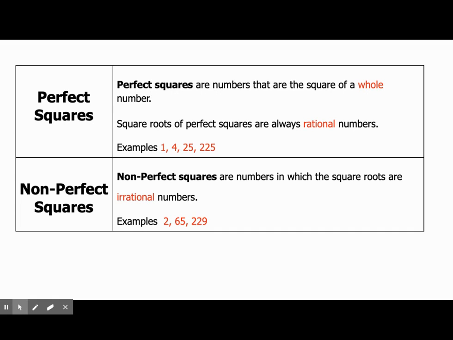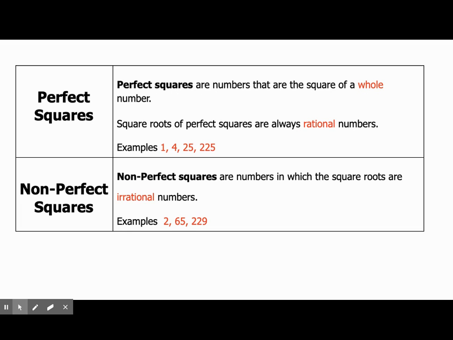So perfect squares are numbers that are squares of a whole number. And the square roots of perfect squares are always rational numbers. So examples would be 1, 4, 9, 25, 225.